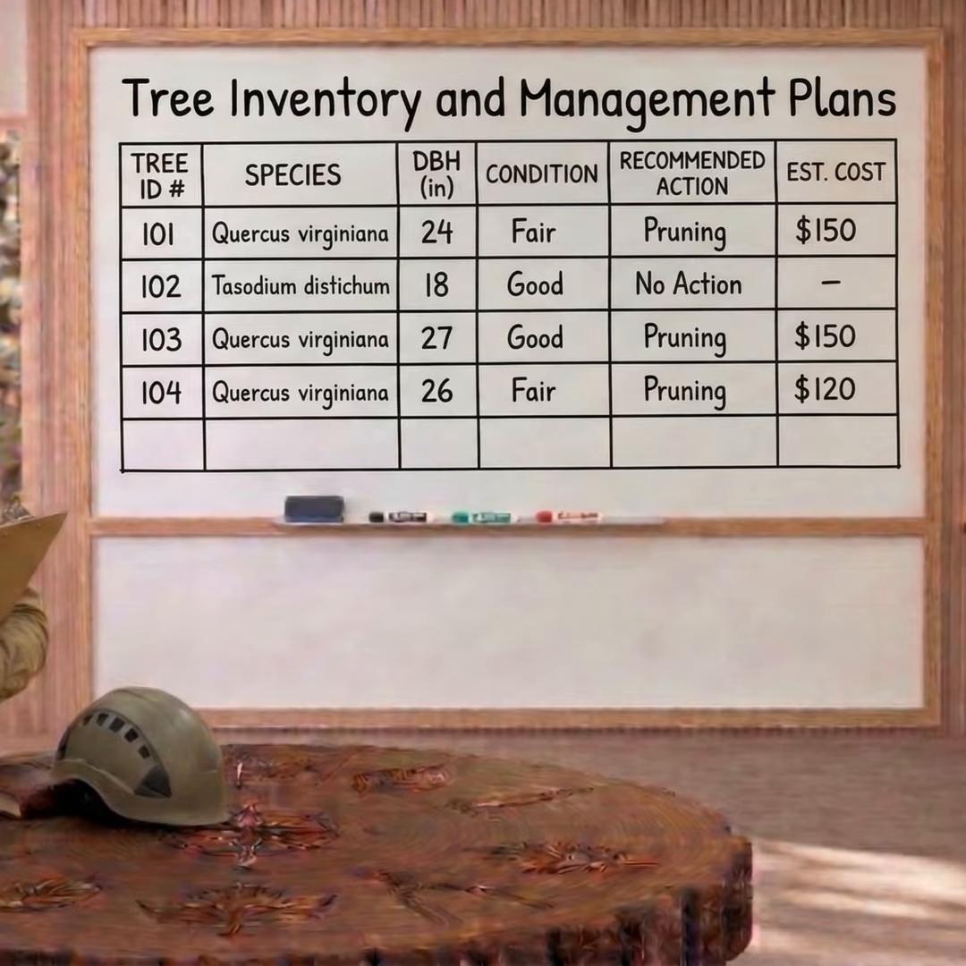Summary: tree inventory provides the data. Resource assessment interprets that data. Urban forest management plans guide long-term decisions. Risk assessment protects public safety. Planting specifications and BMPs guide installation and maintenance. And sustainability ensures the system remains healthy for decades to come.